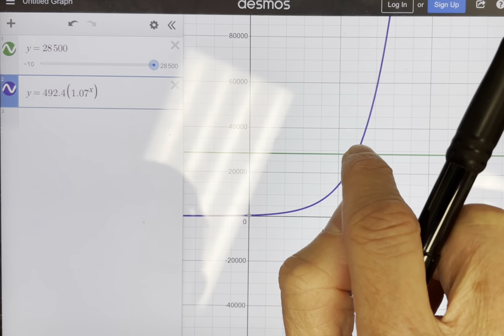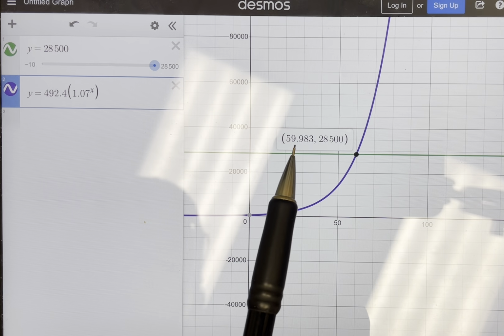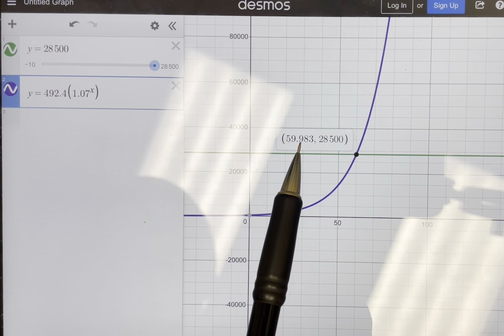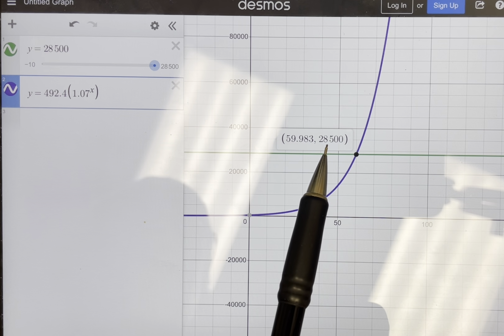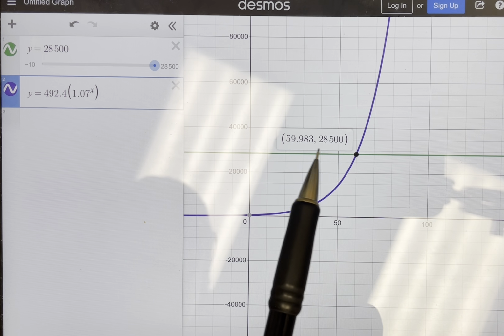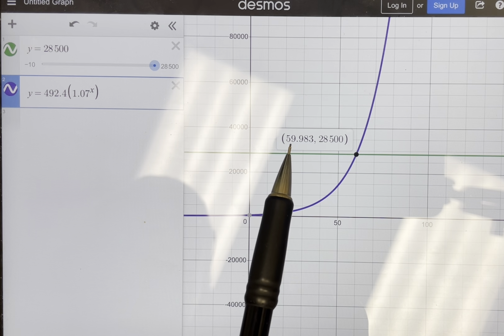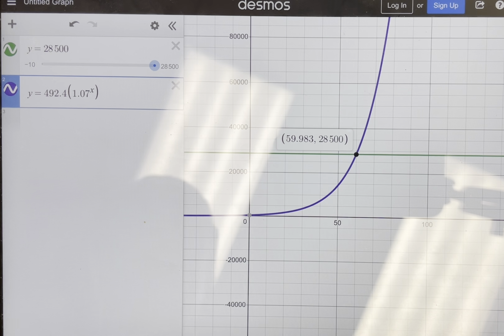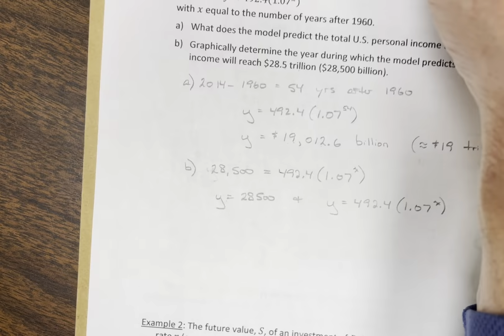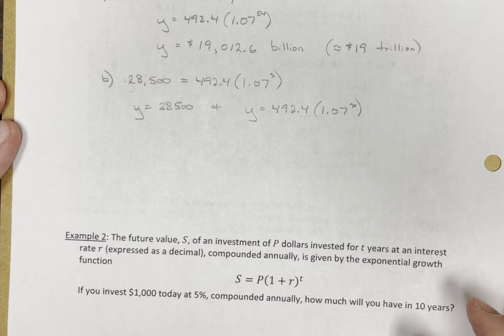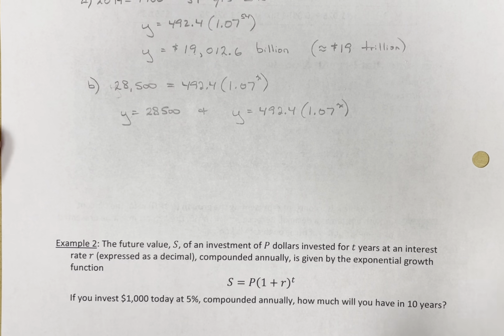And so what x value is that? That x value is 59.983. That's when the two have a y value of 28,500, which is what I want to have. So my answer is 59.983 years after 1960. Okay, so we solve this graphically.